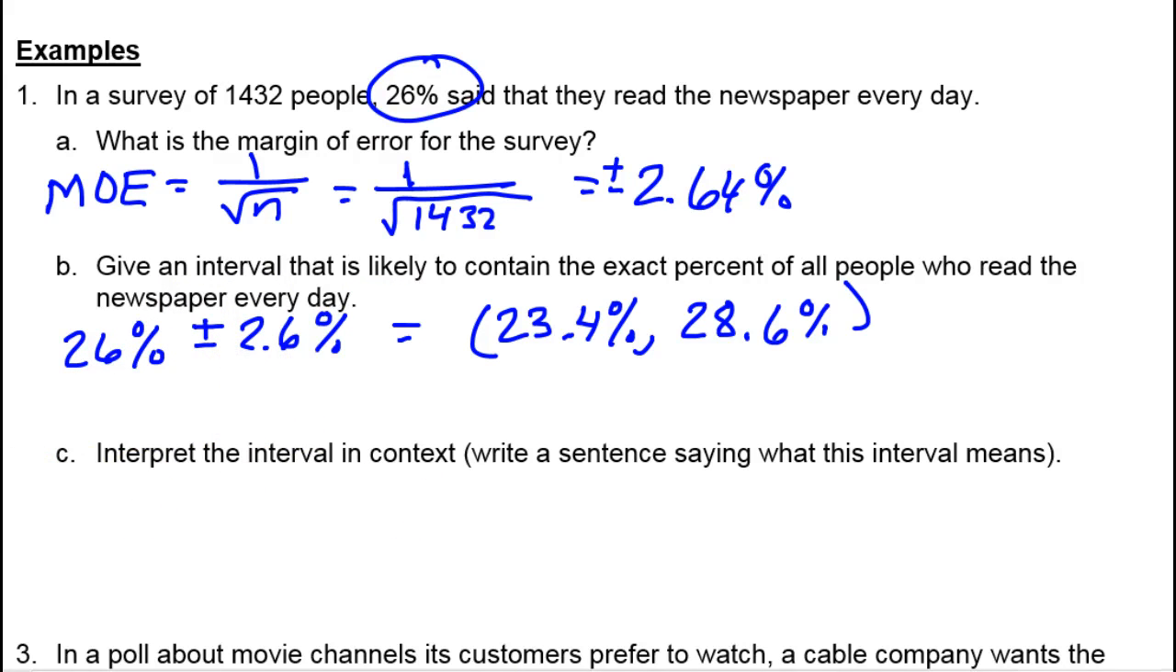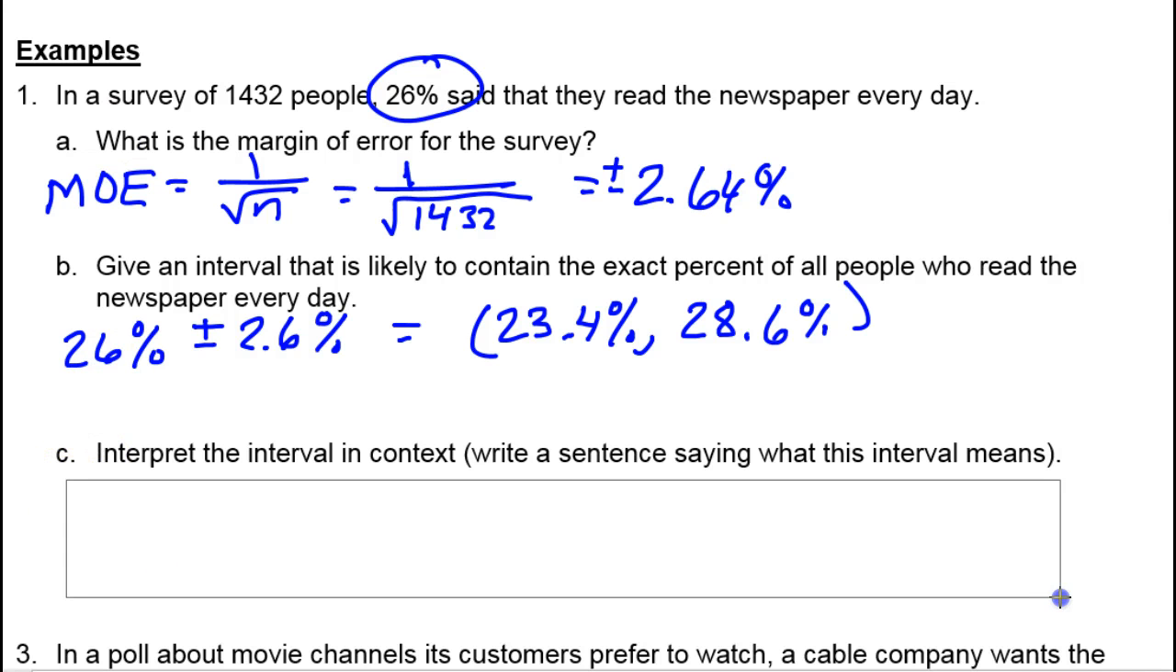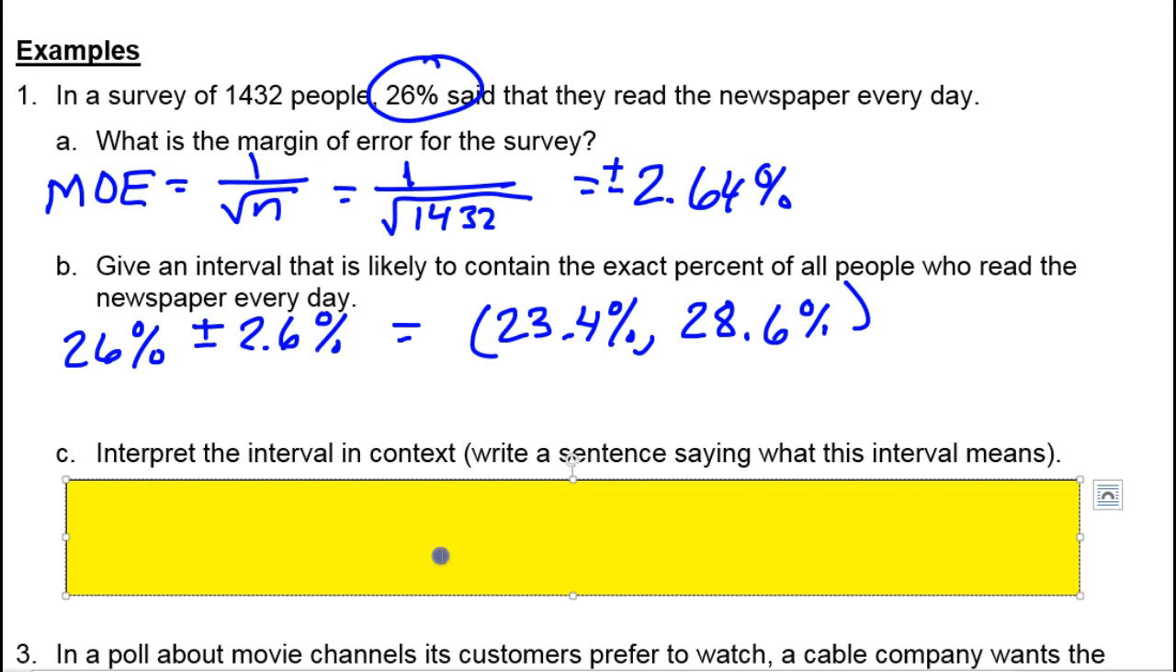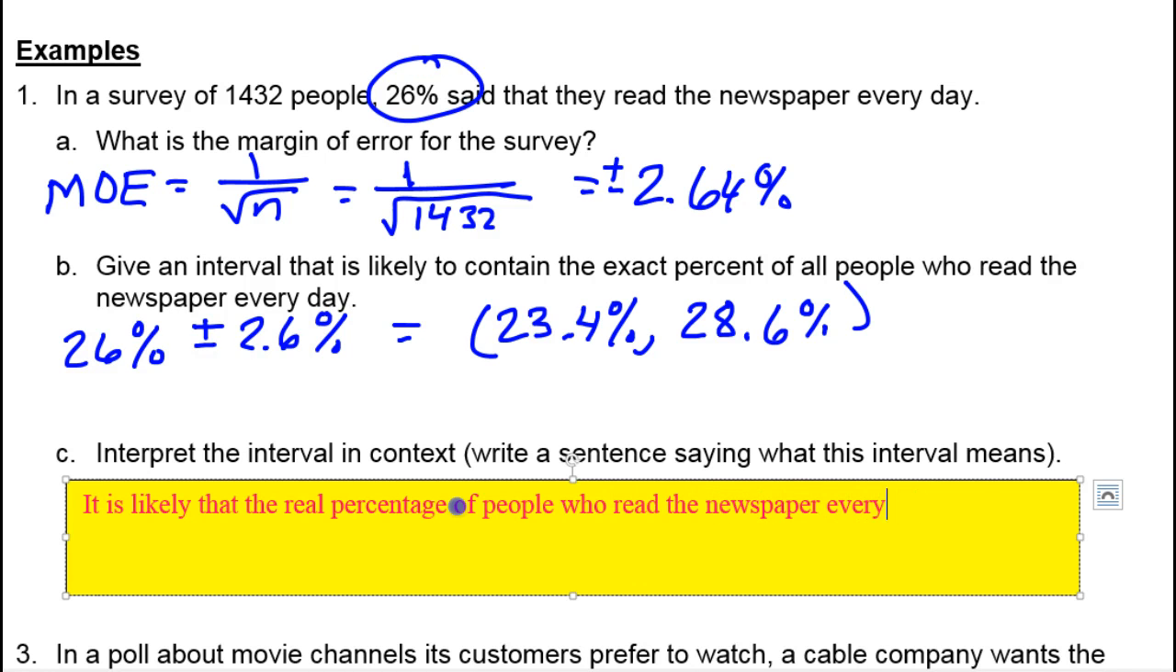All right, so in the end, you have to write in words what this means, sort of like I've just been saying over and over again just now, but this is the hardest for some of you, is being able to write me this little sentence. So just try to model your sentences after mine. So you would write something like this. It is likely that the real percentage of people who read the newspaper every day is between 23.4% and 28.6%.